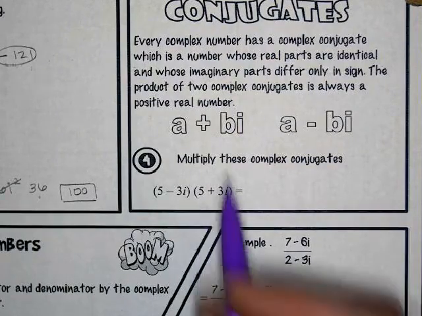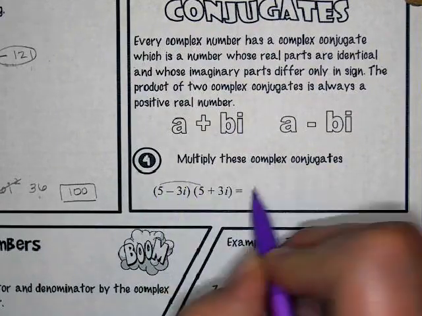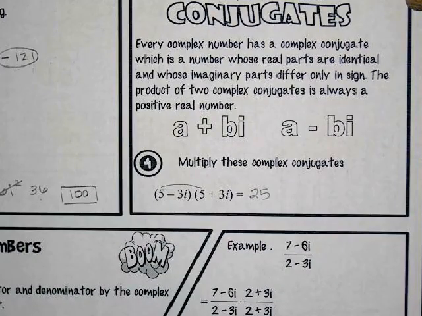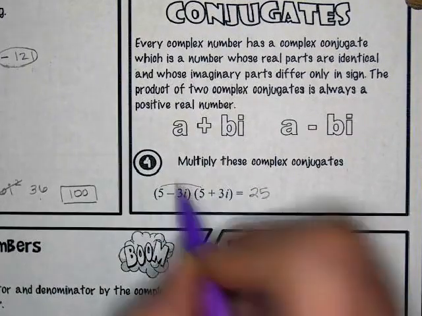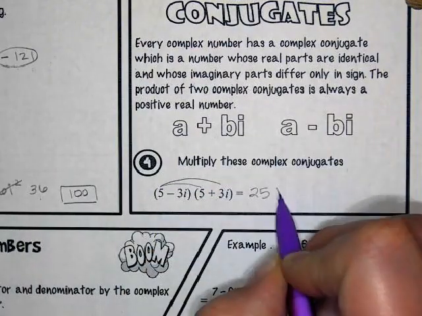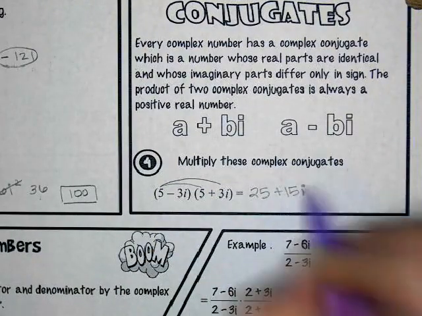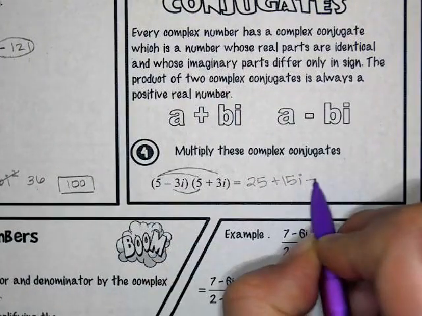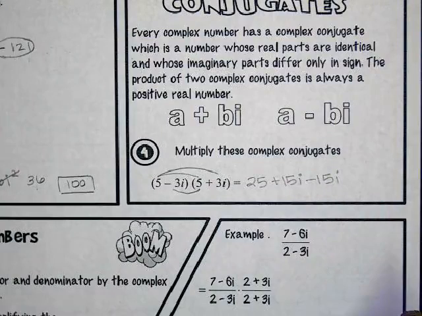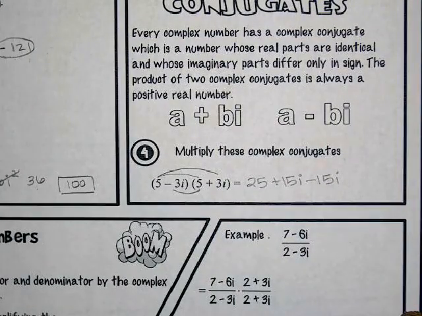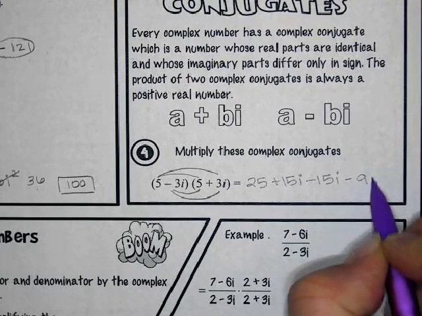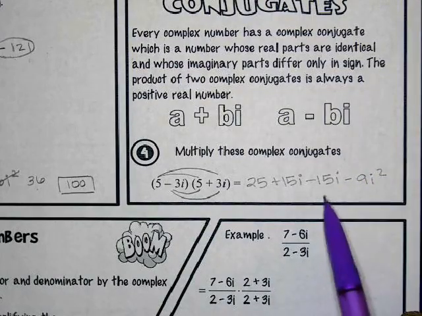So if we FOIL these out, we get 5 times 5 is 25. And then what else do we get? We get 15i. 5 times 3i is 15i. And then what else? We get negative 3 times 5 is negative 15i. And then what else do we get? Negative 9i squared.